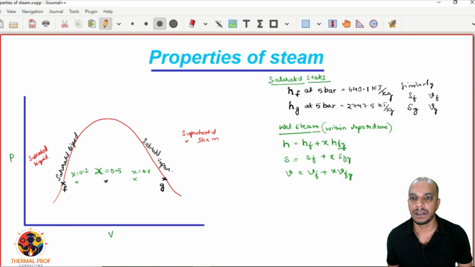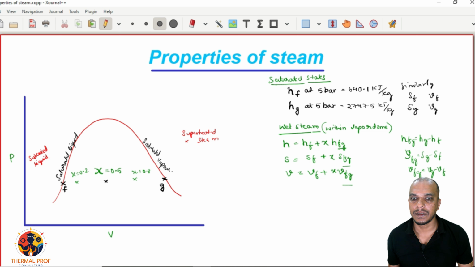Now, these hfg, sfg, vfg are differences. hfg is hg minus hf, sfg is sg minus sf, and vfg is vg minus vf.